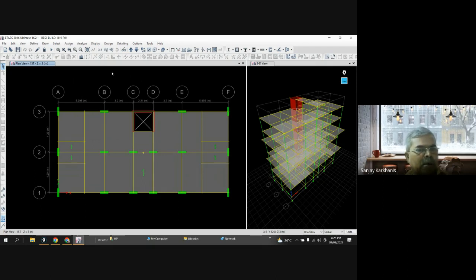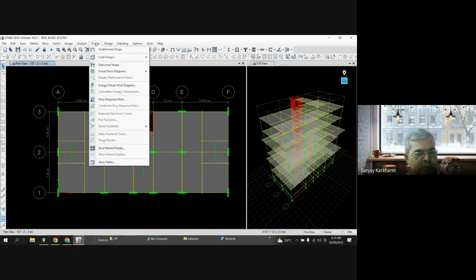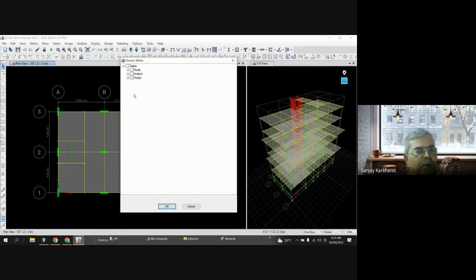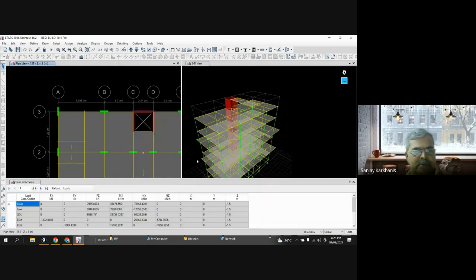For that, you will go to Display, then Show Tables. In Show Tables, you will go to Analysis, then Results, then Reactions, and in Reactions, you will go to Base Reactions and click OK. So how many load cases are there?